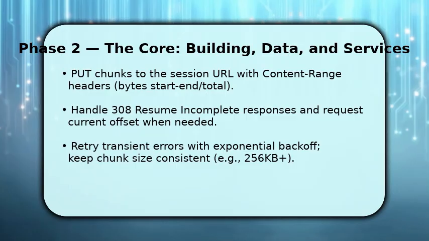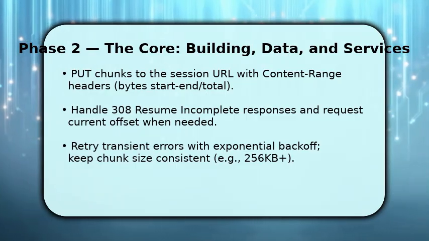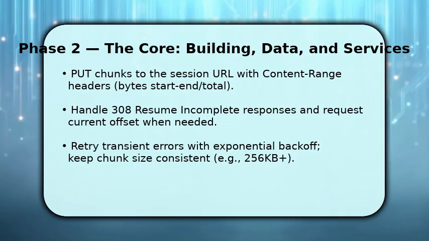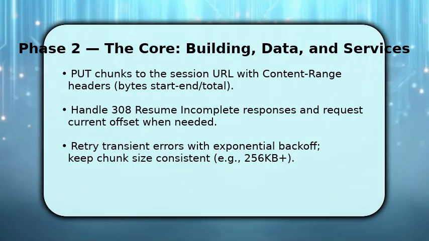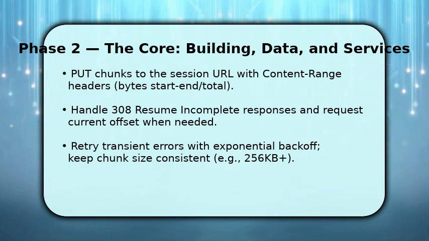Make sure to use exponential backoff on retries for 5xx errors, and set timeout logic so you don't double send partial chunks. This keeps uploads efficient and resumable.